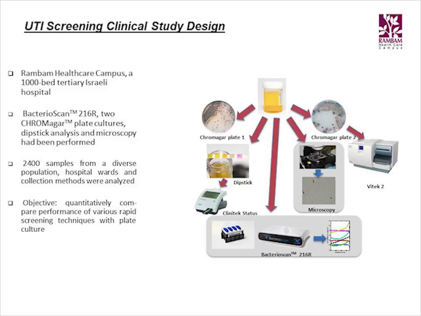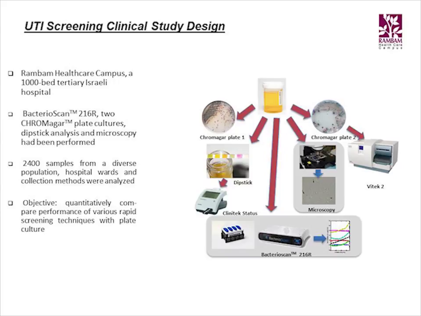So basically, they performed 4 different assays on this urine, using the BacterioScan 216R as the urine screen that we're analyzing and comparing to the others. 2,400 samples of urine from a diverse population, hospital wards, and collection methods were analyzed. The objective of the study was to quantitatively compare the performance of various rapid screening methods with a conventional plate culture. So on this slide, you can see the urine was accessed and placed onto the media.